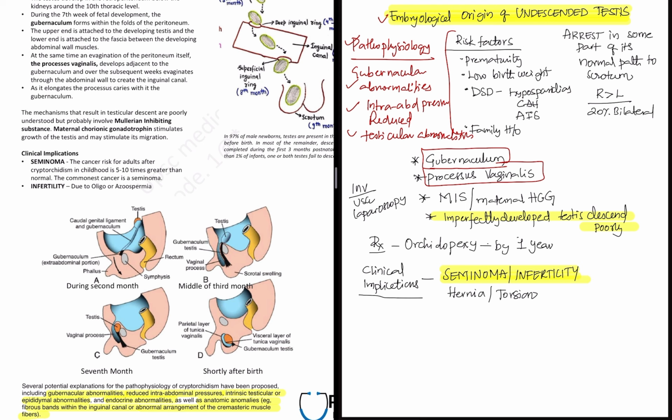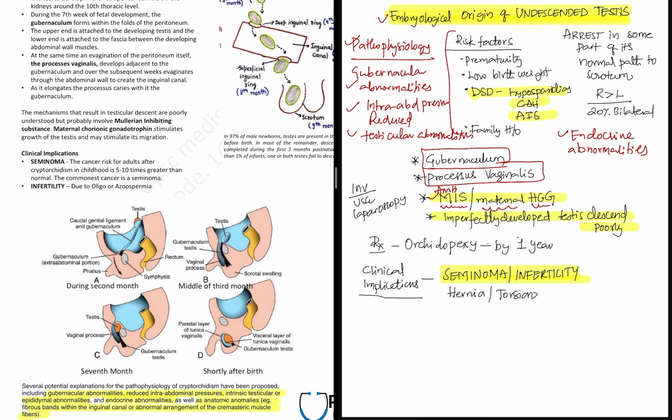And very importantly, endocrine abnormalities are important, because the two hormones which are very important in descent of the testis are Mullerian inhibiting substance, or anti-Mullerian hormone, and also maternal beta HCG. These two are important hormones. Along with that, we have disorders of sexual development, that is hypospadias, congenital adrenal hyperplasia, and androgen insensitivity syndrome. They all predispose to undescended testis. So these are all the pathophysiological factors or embryological origin of undescended testis.